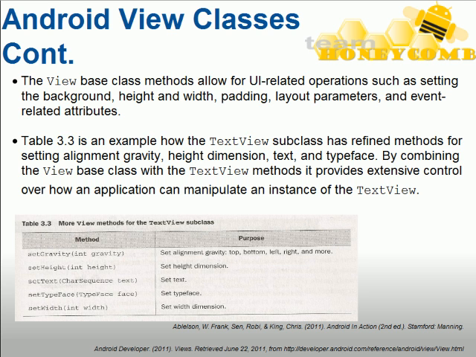Table 3.3 is an example of how the TextView subclass has refined methods for setting alignment, gravity, height dimension, text, and typeface. By combining the View-based class with the TextView methods, it provides extensive control over how an application can manipulate an instance of the TextView.